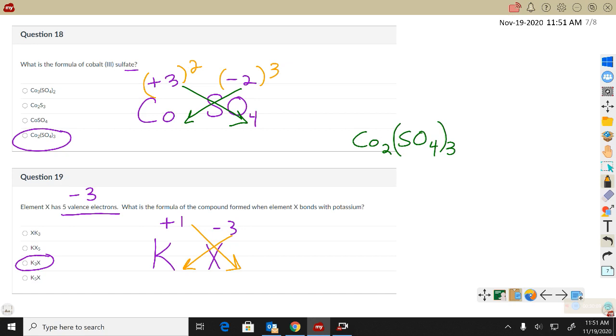Or if I'm a balancer, I'm going to say, oh yeah, I'll just take 3 of the +1 potassium ions, and that +3 would balance the -3. Now, because X is going to be a -3, it's going to go in the back. So we always write our formulas positive, negative. So that's why the first choice, even though it shows the same ratio, is kind of flip-flopped. The 3 potassium should go first. The positive ion always comes first, followed by the negative.